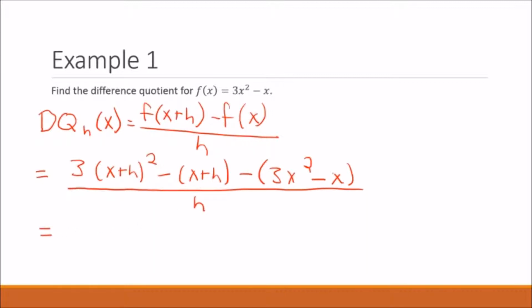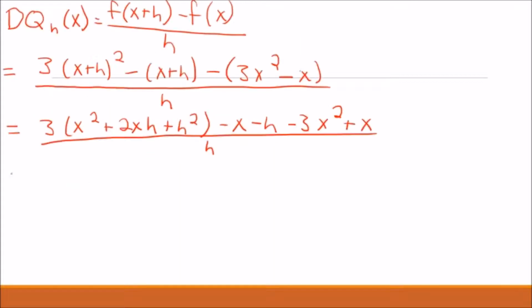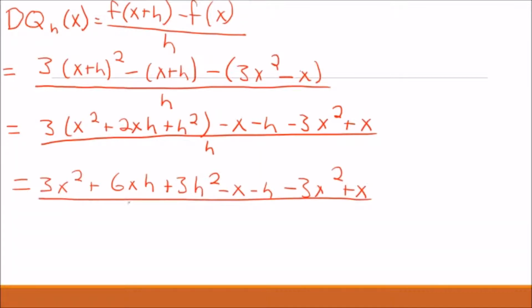So this is going to simplify down a little bit to 3 times x squared plus 2xh plus h squared minus x minus h minus 3x squared plus x, and that's all divided by h. And this is equal to 3x squared plus 6xh plus 3h squared minus x minus h minus 3x squared plus x, all divided by h.